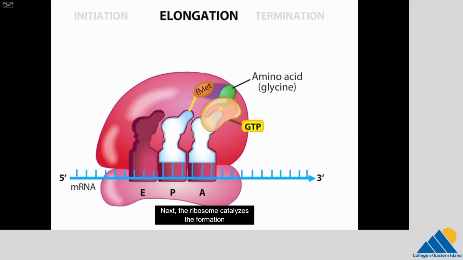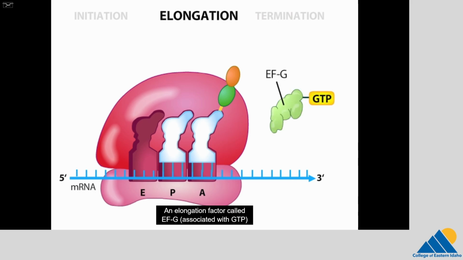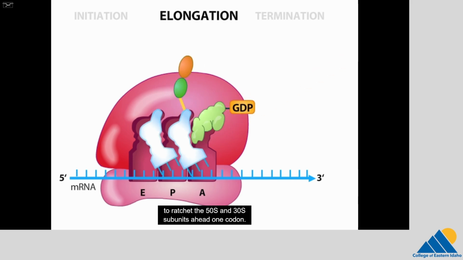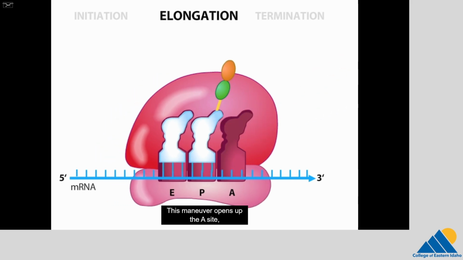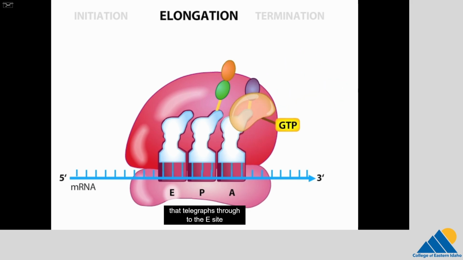Next, the ribosome catalyzes the formation of a peptide bond between the 2 amino acids, and the hydrolysis of GTP drives peptide bond formation. The resulting EF-Tu-GDP is expelled. An elongation factor called EF-G, associated with GTP, binds to the ribosome. The GTP is hydrolyzed, providing the energy to ratchet the 50S and 30S subunits ahead 1 codon. This maneuver opens up the A site, and the uncharged tRNA slides into the E site. The next aminoacyl tRNA that enters the A site creates a conformational change in the ribosome that telegraphs through to the E site and ejects the uncharged tRNA. These elongation steps repeat along the mRNA.